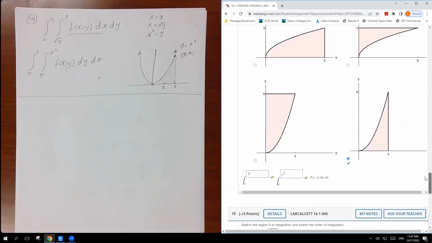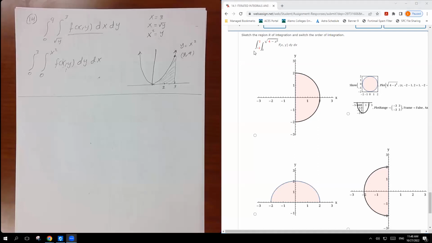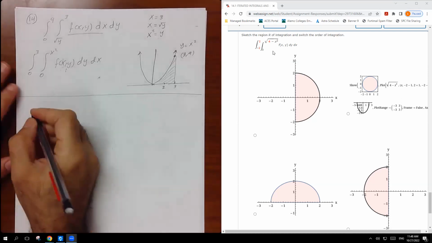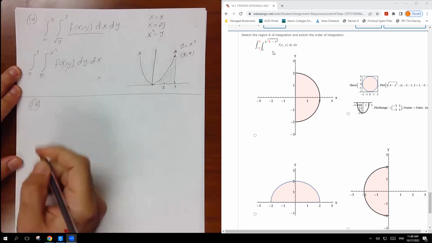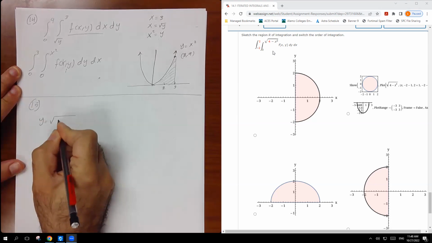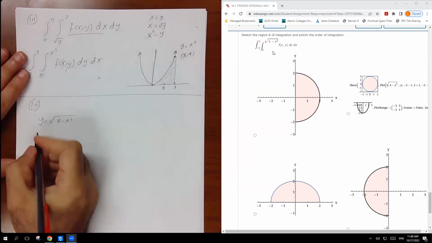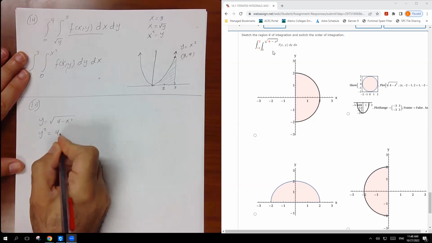Here we go. Let's analyze this one, dy and dx. That means the first one is y. Y equal square root of 4 minus x squared. I'm just going to type this one. So the first one is y equal square root of 4 minus x squared. So how are we going to check this one? Y equal square root. So if you square both sides, it's going to be y squared equals 4 minus x squared.